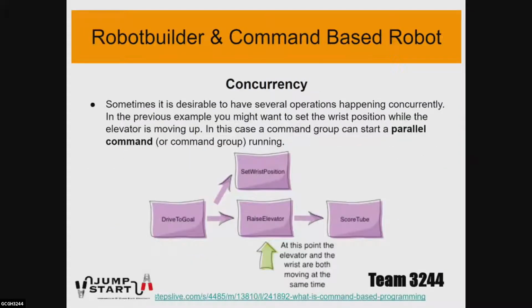But instead of everything being sequential, we can parallelize a lot of things. So maybe we drive to the goal, and once we get there, we set the wrist position and the elevator at the same time. Once those two are completed, then we score the tube. So we save on time.